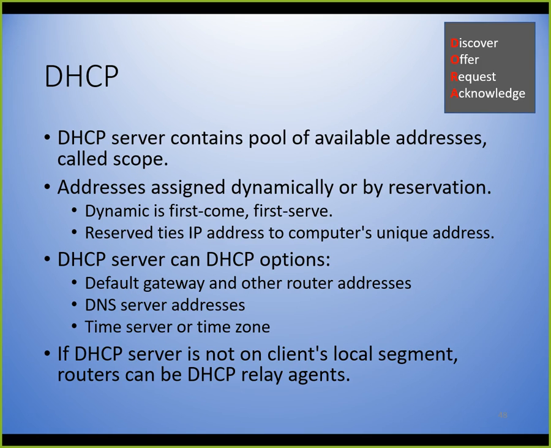DHCP contains a pool of available addresses. The addresses are assigned dynamically or by reservation. A DHCP server can have DHCP options, and if the server is not available on the client's local segment, the routers can relay. It's a broadcast protocol. Routers stop broadcasts. So if we have an issue with it, then we're not able to go across the router in order to get from one to the other.